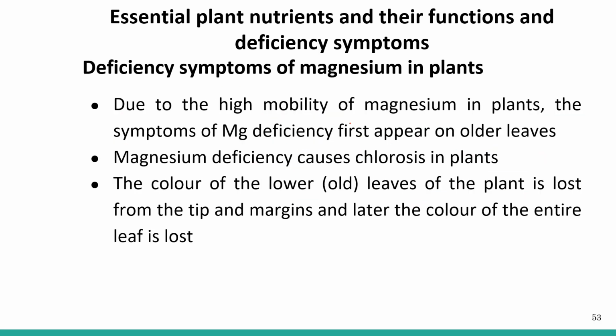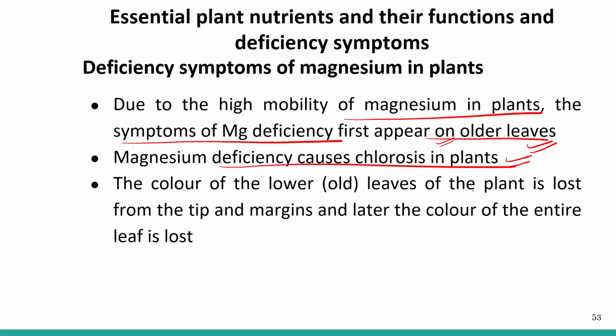Due to the high mobility of magnesium in plants, the symptoms of magnesium deficiency first appear in the older leaves. Okay, so first of all, the deficiency can be noticed in the older or mature leaves. Magnesium deficiency causes chlorosis in the plant. Very, very important. Chlorosis in the plant. The color of the lower, old leaves of the plant is lost from the tip and margin, and later the color of the entire leaf is lost.